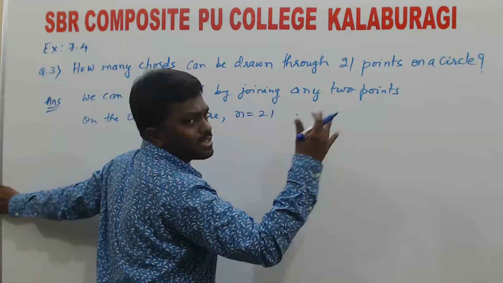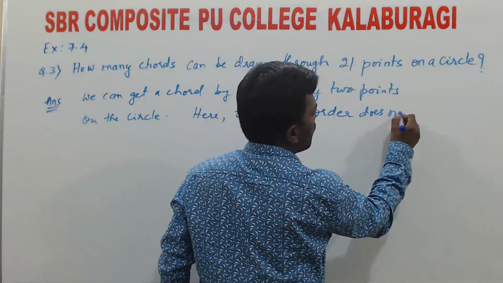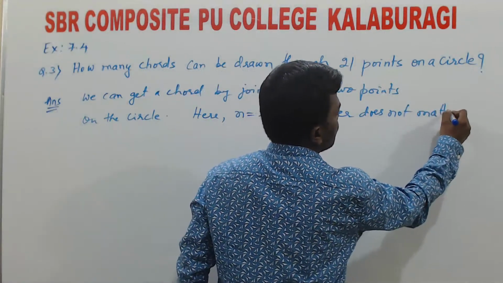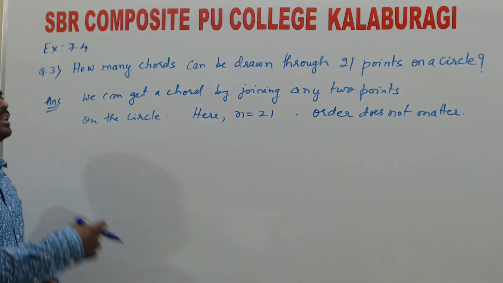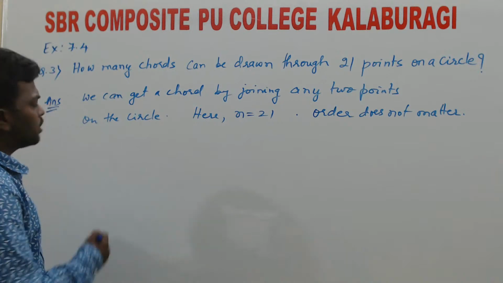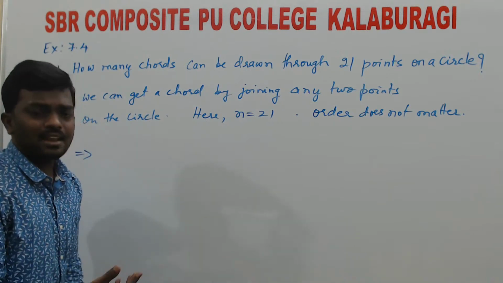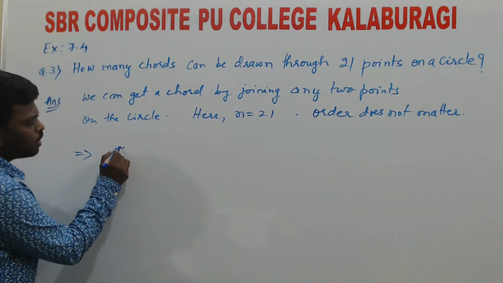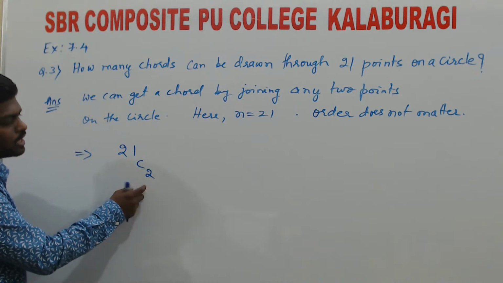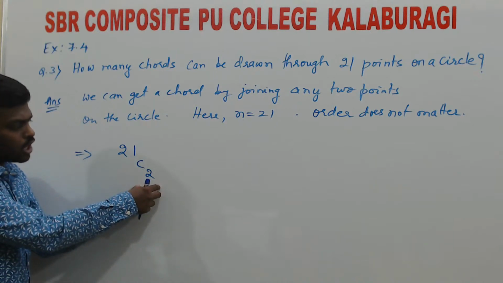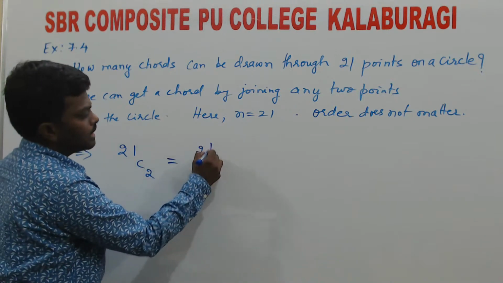21 points. So does order matter here? No, order does not matter. Okay, so we can make a chord by joining any 2 points, right? So out of 21 points, how many ways are there in which you can form a chord? 21C2. Taking 2 points out of 21 points. So in this way it can be done.